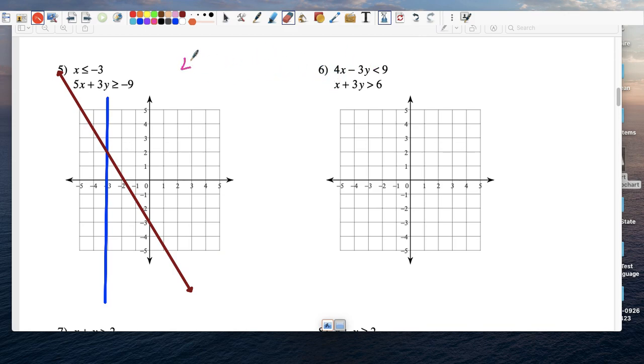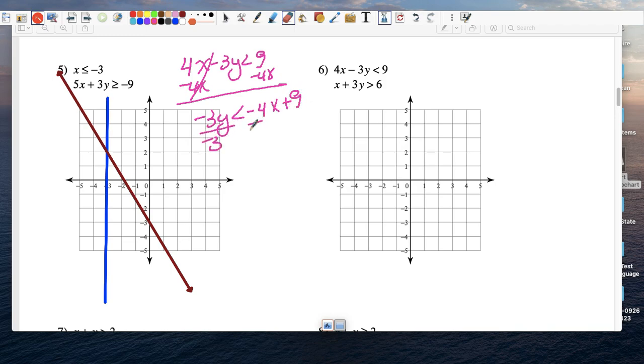Right, so let's take the first one, 4x minus 3y less than 9. Minus 4x, minus 4x. -3y less than or equal to -4x plus 9. We're going to divide by negative 3, negative 3, and negative 3. Because we're dividing by a negative number, we're going to change the inequality sign to the other way, greater. Negative 4 divided by negative 3 is just 4 over 3x. And then 9 divided by negative 3 is negative 3. So my y-intercept is negative 3.